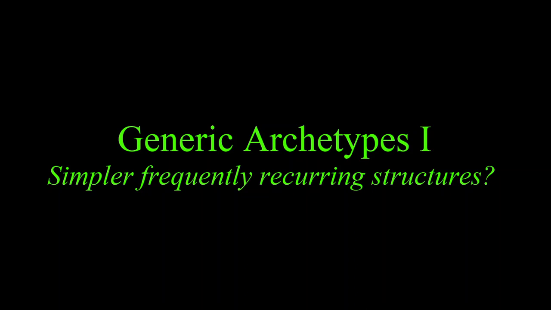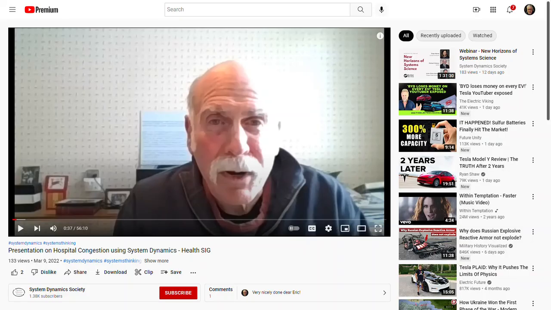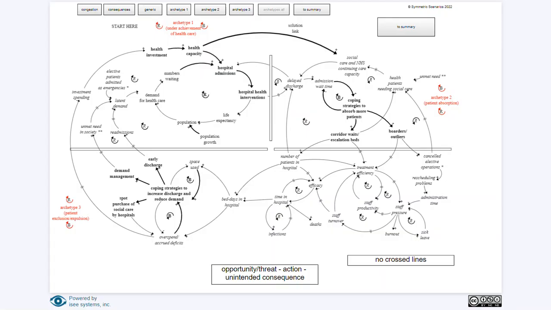Generic Archetypes I, Simpler Frequently Recurring Structures. Not long ago, I attended a presentation done by Eric Wolstenholme on hospital congestion using system dynamics. And this is the model that he presented, though I'm not here to talk about the model.